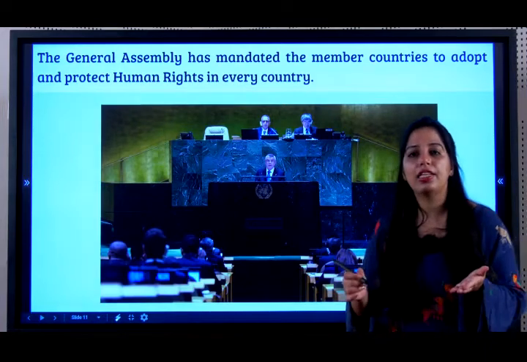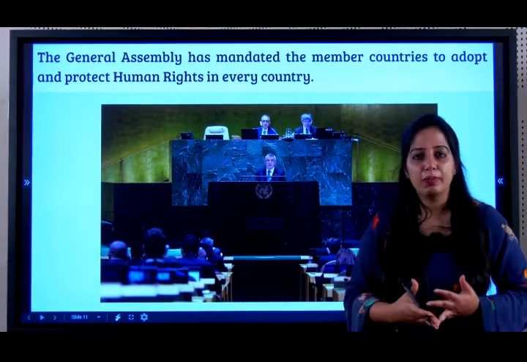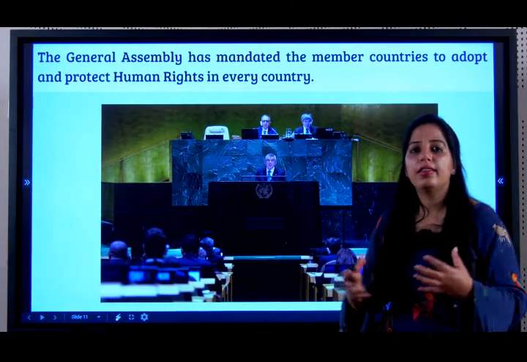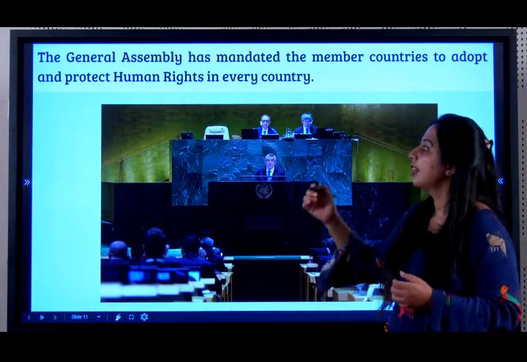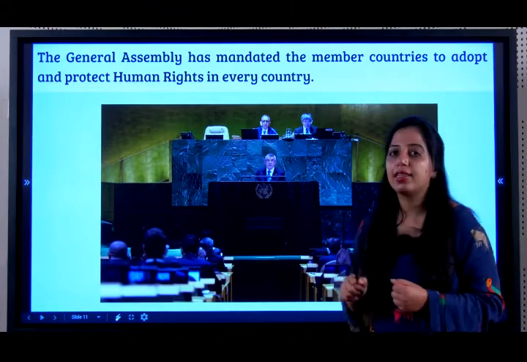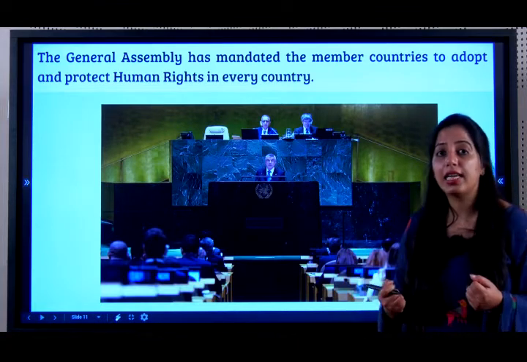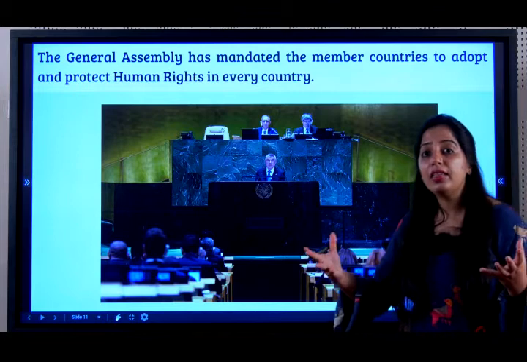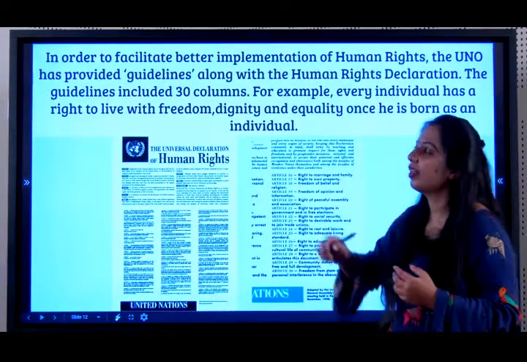They wrote a declaration that we will give our citizens the right to live, the right to freedom of expression, and so many other rights that relate to basic human rights. So all these countries who signed this declaration at this General Assembly promised to adopt whatever values were written in this declaration and to protect the human rights of their citizens in their country.